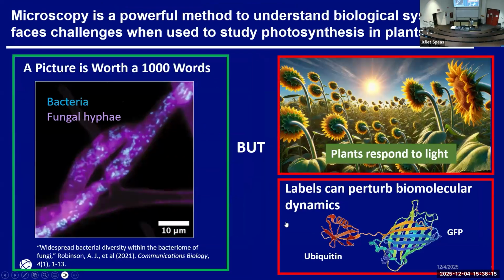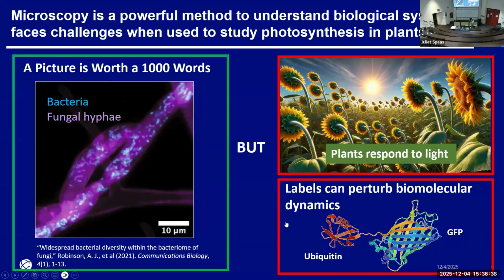So, that being said, I think microscopy is a very powerful tool to understand biological systems. And really, a picture is worth 1,000 words. You get a lot from pictures. But the way we typically do fluorescence imaging or fluorescence microscopy, or the way I've been doing optical microscopy, we shine lasers into these things.